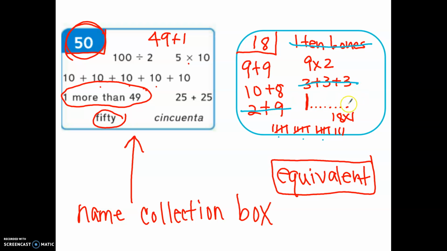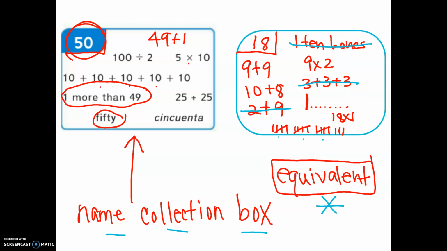And then what I have here, my lovely artwork, here's a 10 stick. So that represents a 10. And the little dots represent my 1s. So let's count those. 1, 2, 3, 4, 5, 6, 7, 8. 1 ten and 8 ones. Yep, that's 18. And 18 times 1 is 18. So when you are doing name collection boxes, anything that's written inside the box has to be equivalent to 18. And if it's not, you just cross it off because it does not belong.